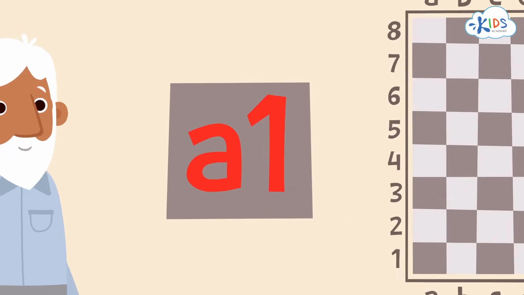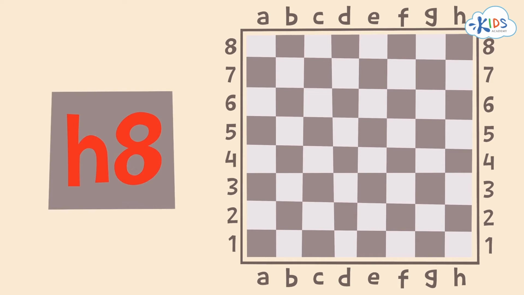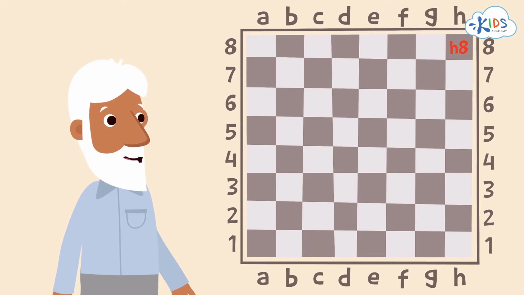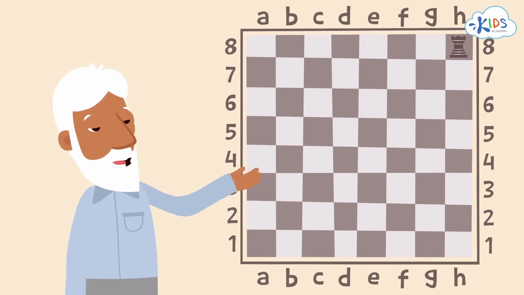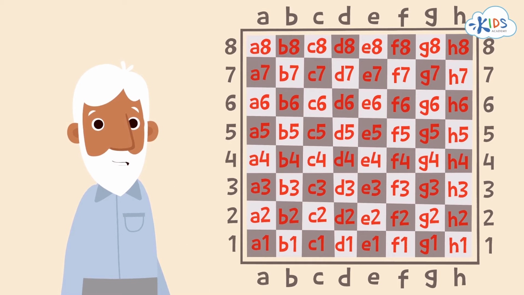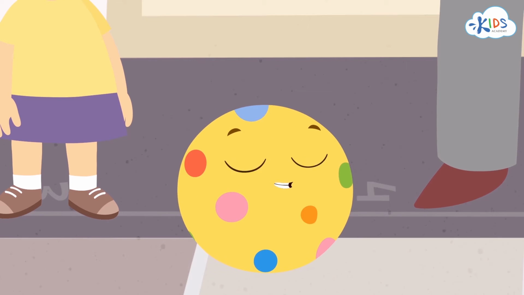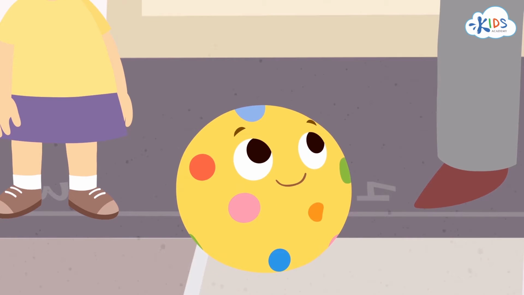It's a dark square, and in the initial array of pieces, a white rook stands on it. The last square is called H8. It's a dark square too, and at the beginning of a game, a black rook stands on it. All the chess space is between those two squares. Wow! It means there are as many names as there are squares?